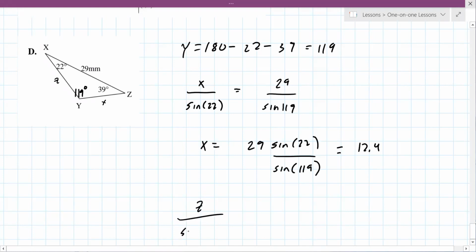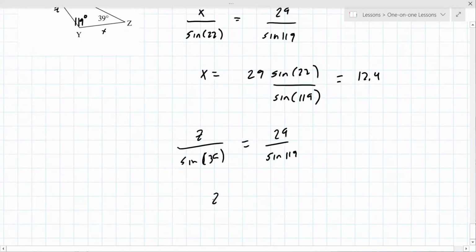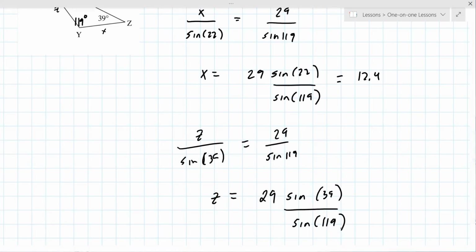Z over sine 39, that's the angle that's across from it, equals, and I'll just use the same values up here, 29 over sine of 119. So therefore Z equals 29 sine 39 over sine 119. So Z ends up being, according to the solution here, 20.29. Awesome, we found the angle, so we're done with D.